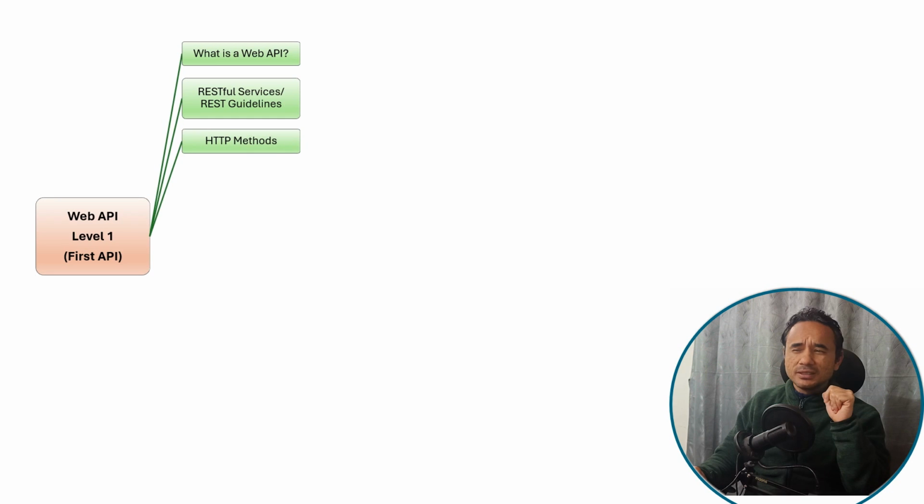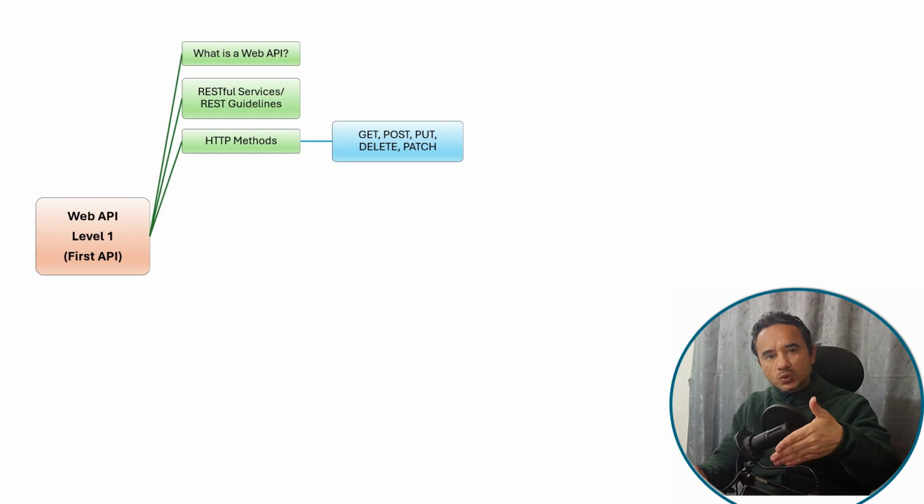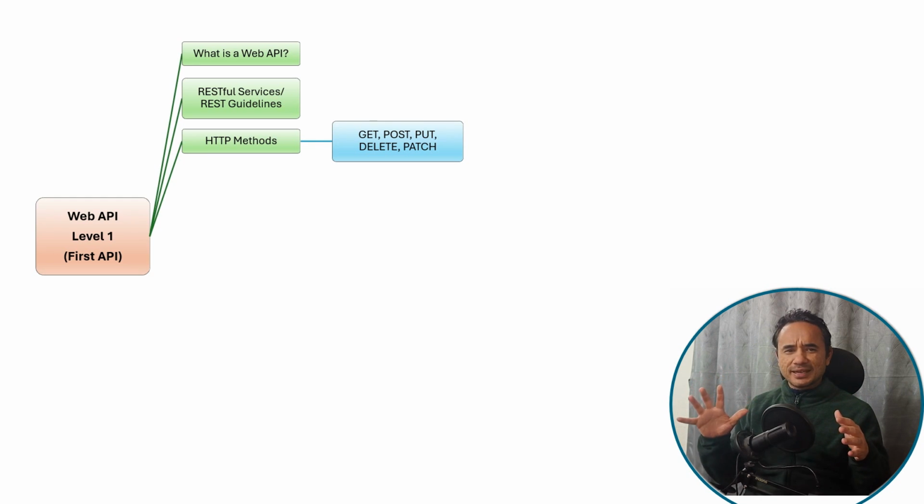Next, you have to learn the HTTP methods, which basically define the type of action you want to perform. For example, GET is used to fetch data, POST is used to create new data, PUT is used to update data, DELETE is used to remove data, and then PATCH is used to make partial updates. Again, if you have any doubt or confusion in anything, then note it down and learn it later. That is the actual purpose of the roadmap.